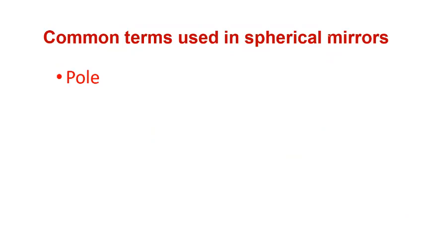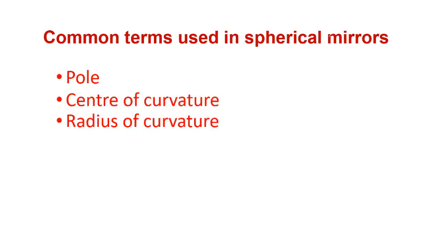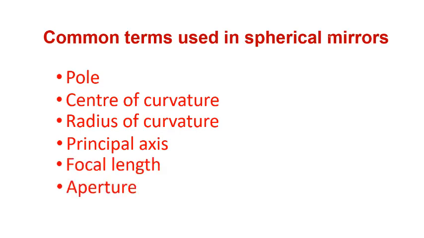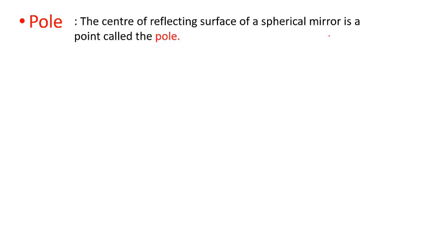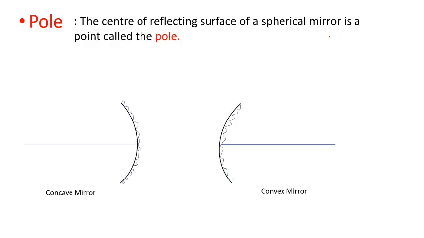Now there are a few common terms used in spherical mirrors. We'll come across them. First is pole, center of curvature, radius of curvature, principal axis, focal length, aperture. Now we'll study what is pole. The center of the reflecting surface of a spherical mirror is a point called the pole. So we know that the pole is a point.